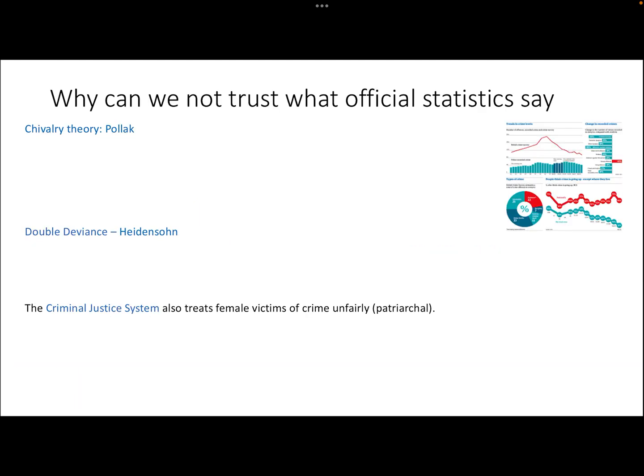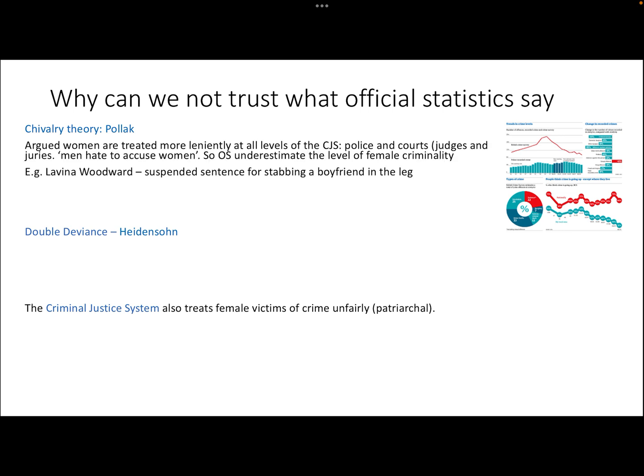So, why can we not really trust what the official statistics tell us about gender and crime? Well, firstly, we're going to start off with Pollak's chivalry theory. So Pollak argues that women are treated way more leniently by the criminal justice system at every single level. So the police are reluctant to arrest women; they let them off. The courts, including the judges and the juries, are filled with men who hate to accuse women. He argued that men do not like seeing women as criminal.